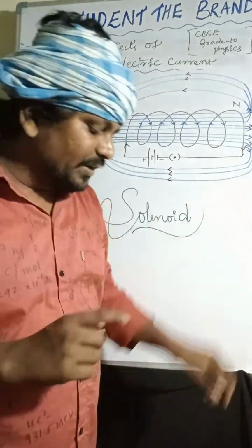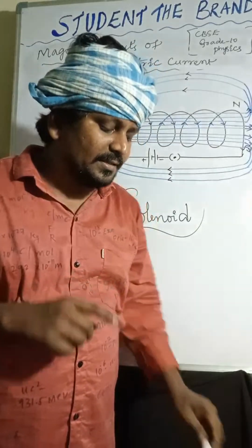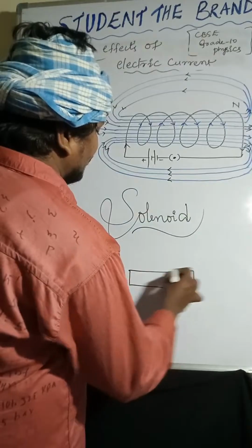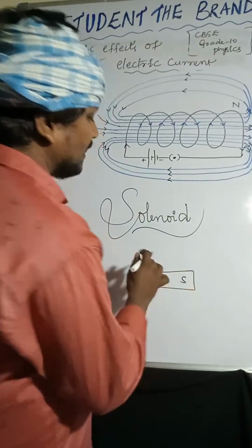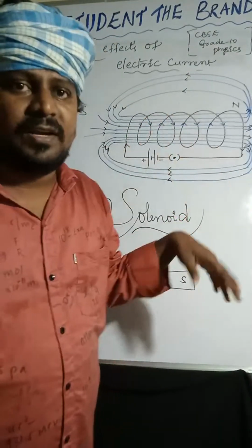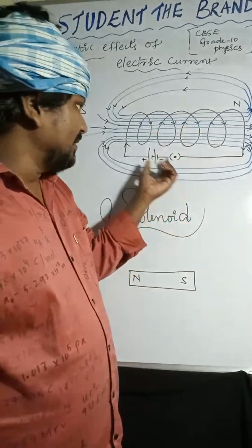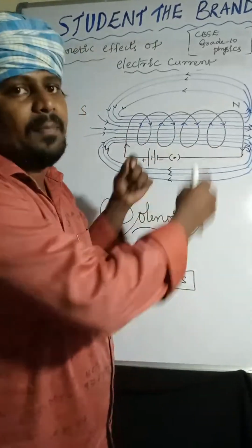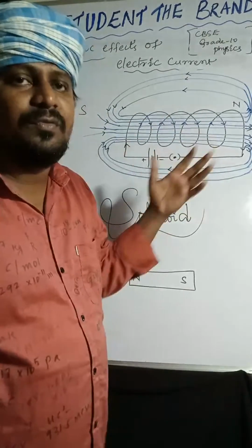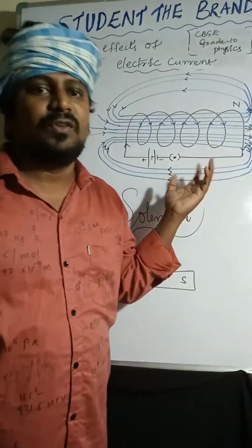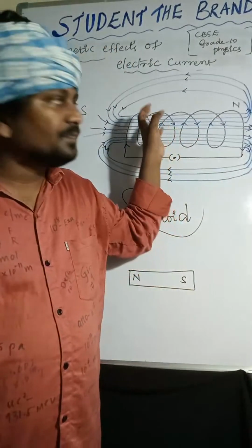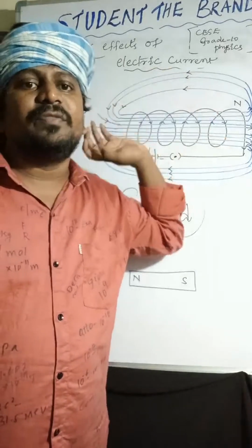But here the difference between bar magnet and solenoid is, in bar magnet, the magnetic field is fixed. But in solenoid, magnetic field is not fixed. We can change it by changing the battery, or the number of loops, or by adding one more cell. If you increase the strength of current, automatically magnetic field will be increased.